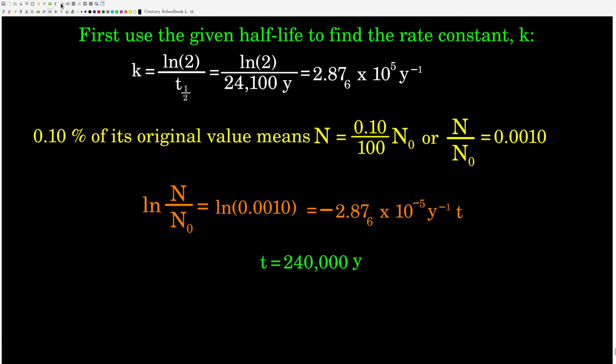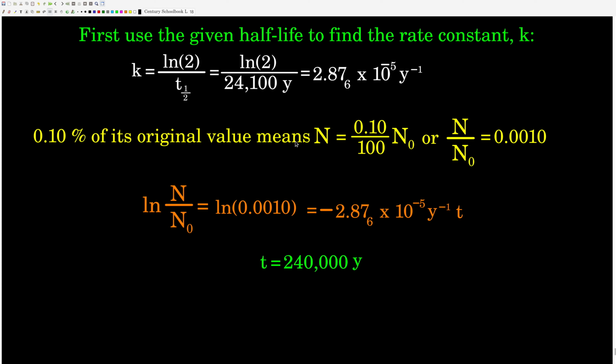Welcome back, guys. So let's use the half-life to find the rate constant. There's the rearranged half-life equation, plugging in 24,100 years for the half-life. We see that this is actually supposed to be a negative sign right here. The rate constant is 2.88 times 10 to the minus fifth per year, inverse years. And so, okay, there we go. We have the rate constant.